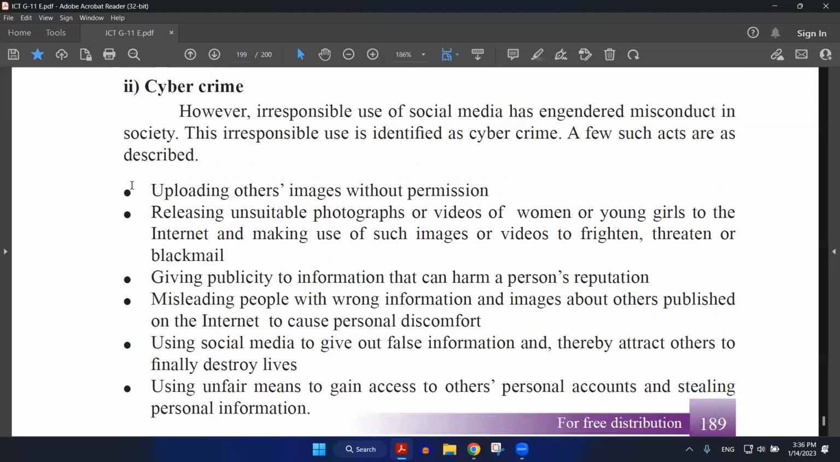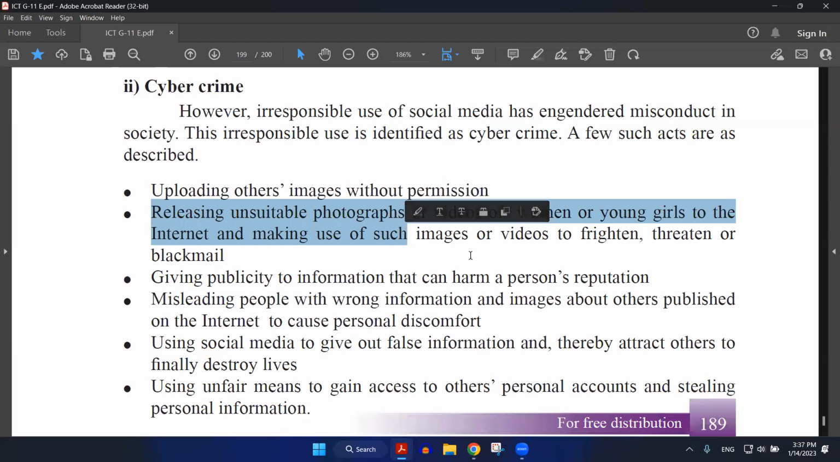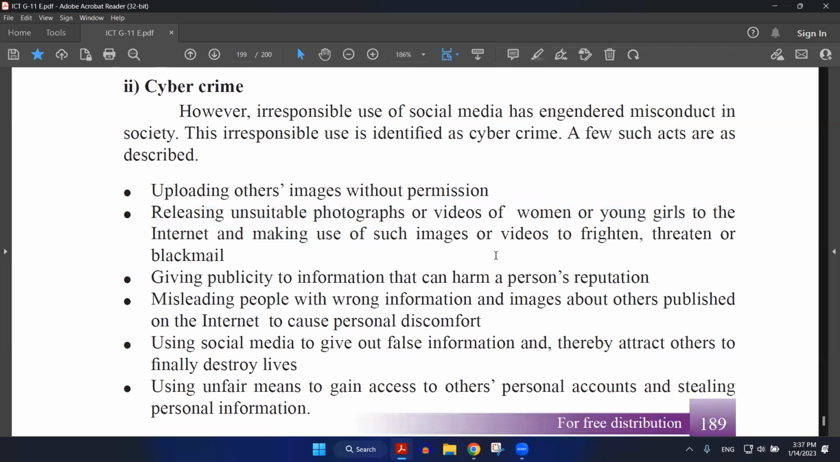So it says: uploading other people's images without permission, releasing unsuitable photographs or videos regarding any particular person, not only women and young girls, but any particular person, right? Those images could be frightening ones, could be threatening ones, could be blackmailing points, right?